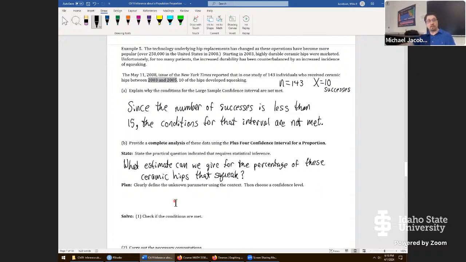Next thing we want to do is define that unknown parameter, but it goes just like in the last problem. We have categorical data with successes or failures, like we indicated right here to start. So P will be equal to the true proportion of these ceramic hips that squeak.